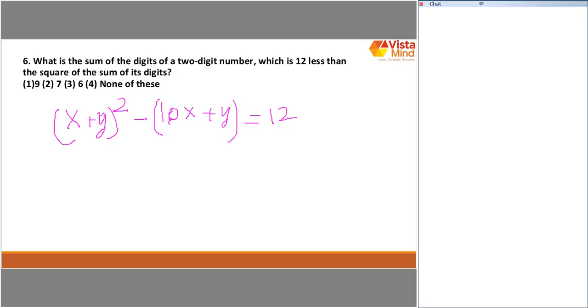The smallest option given is 6, which is the sum of the digits. So x plus y, which is 12 less than the square of the sum of digits, is okay. The equation which I have written, it is okay. You can read the line. It is saying the sum of the digits of a 2-digit number, which is 12 less than the square of the sum of its digits.